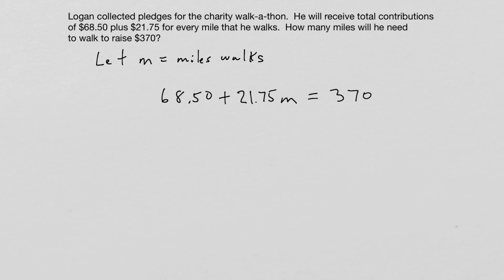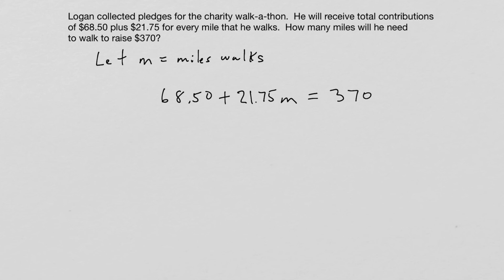Okay. Now, before we do that, let's just review to make sure that this equation is properly set up. So, if we read this part right here, he's going to receive a total contribution of $68.50, plus $21.75 for every mile that he walks. $21.75 times m for every mile he walks. And he needs to raise $370. So there's our 370. Okay, so that looks right. So let's go ahead and solve for m.